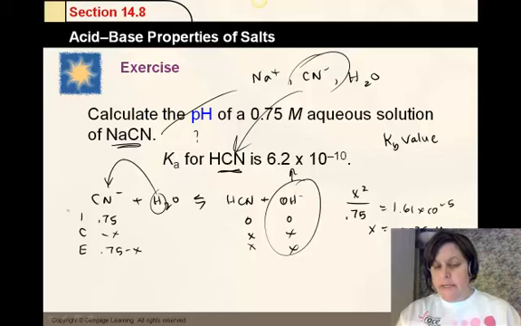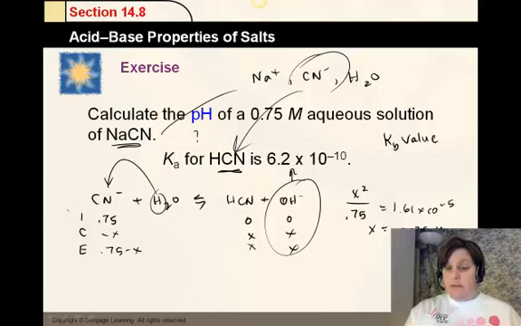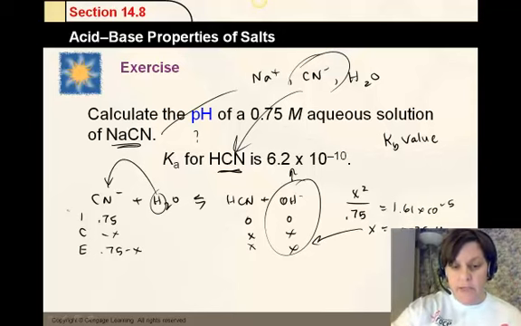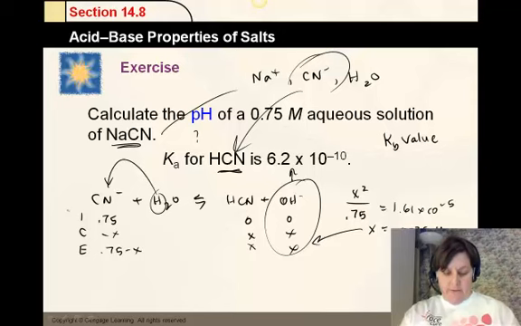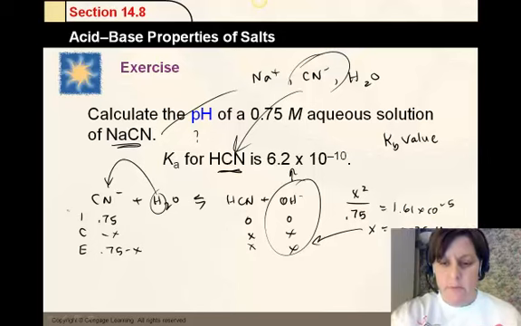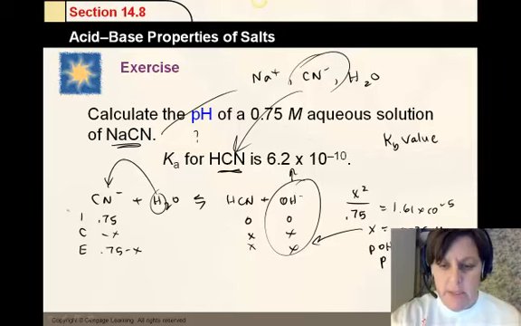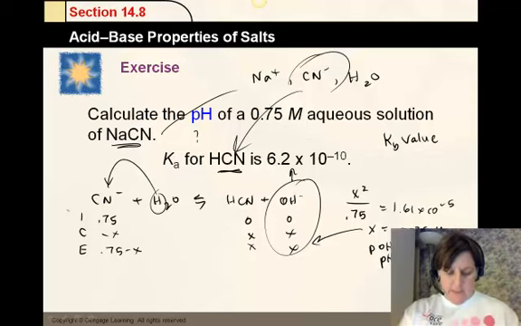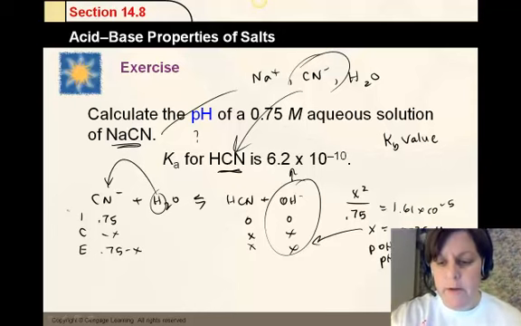Alright, then I want to calculate the pH of this. Well, that's the concentration of OH. So I'm probably going to take the negative log of 0.0035, and I get about 2.46 or so. So pOH is 2.46. So I need the pH. So I'm going to say 14 minus 2.46, and I get 11.54. So that should be the pH.